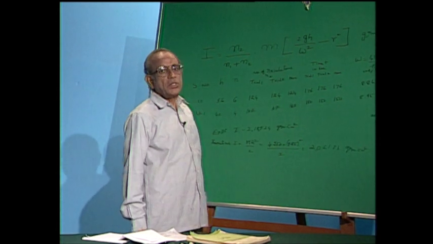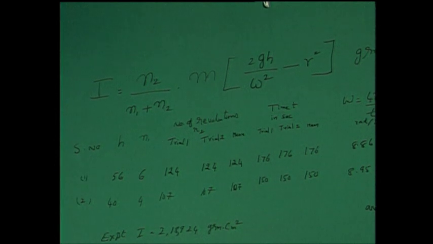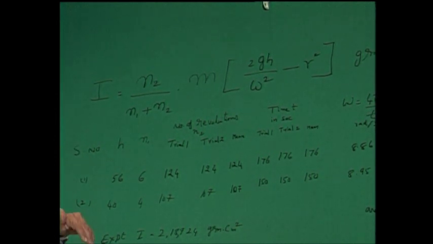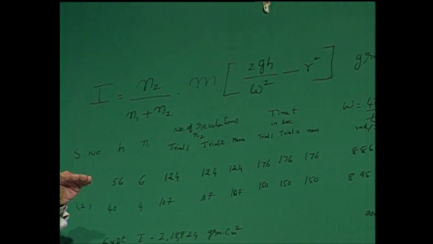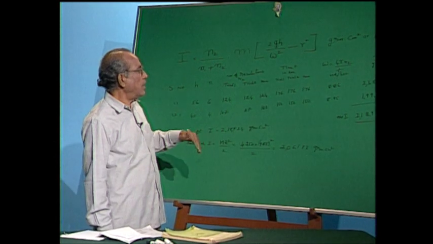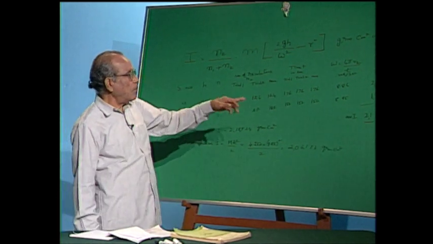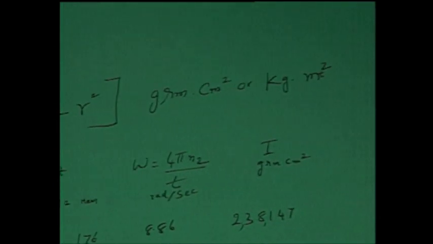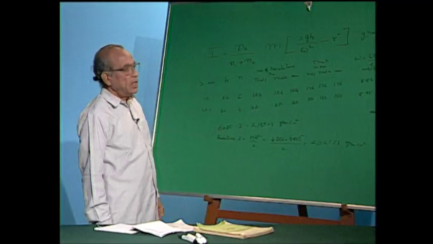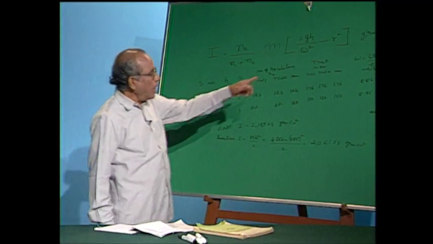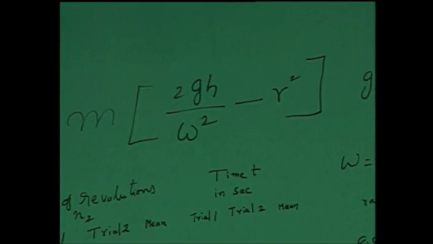G is the acceleration due to gravity. H is the height for which we have adjusted the mass, or we have kept the mass suspended to the flywheel at a certain height. Omega is the angular velocity, which can be found by 4 pi n2 by t, where t is the time taken for n2 revolutions, and small r is the radius of the axle about which the flywheel is rotating.